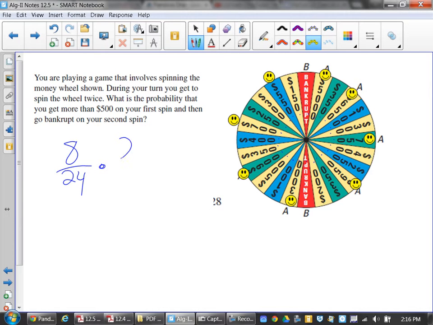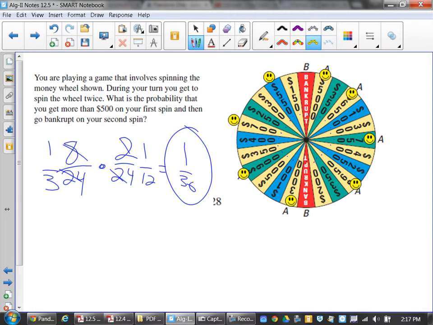Doesn't where you start off affect where it's going to land? No, because each one of those sectors has the same amount of probability of landing within it. So all you do is simplify your fractions. You get 1/3 times 1/12, and your answer would be 1 out of 36. So it's 1 out of 36 probability of spinning more than 500 and then going bankrupt.